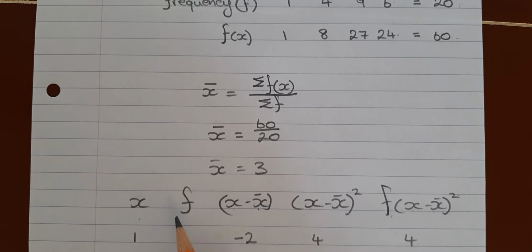So the first one we have to go in, we have variable of 1, frequency of 1. So the variable minus the mean is minus 2. The variable minus the mean squared is 4. The variable minus the mean squared multiplied by the frequency is 4.